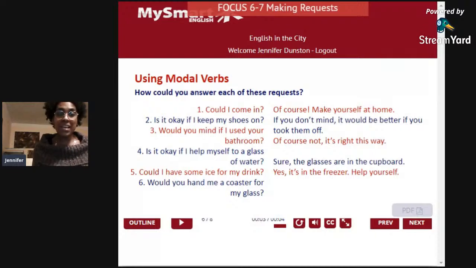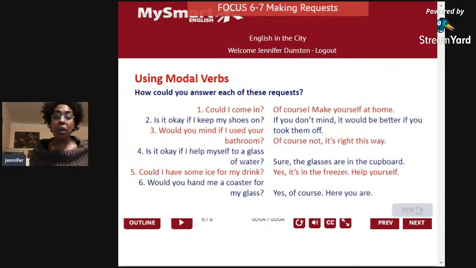So the person has gotten himself a glass of water. He has gotten himself some ice to put in his drink, and now he asks for a coaster. Yes, of course, here you are. This is our conversation. Someone has come into your house, and this is the conversation that you have with them because they're making requests while they are in your home.